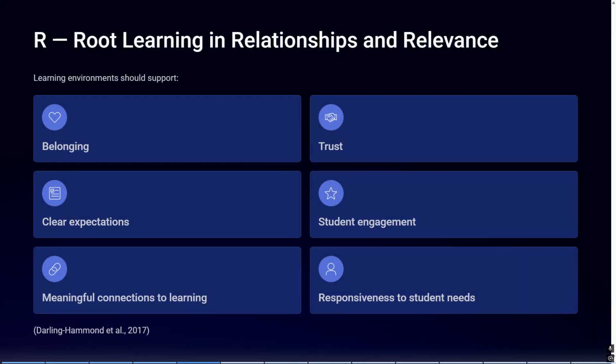The second step is to root learning in relationships and relevance. Student-centered learning does not happen only through lesson design. It also depends on the learning environment. Students are more likely to engage when they understand expectations, feel supported, and see meaning in the work. Effective professional learning research emphasizes the importance of active learning, collaboration, and attention to the needs of students and teachers. This part of the model reminds educators that academic design and classroom environment work together.